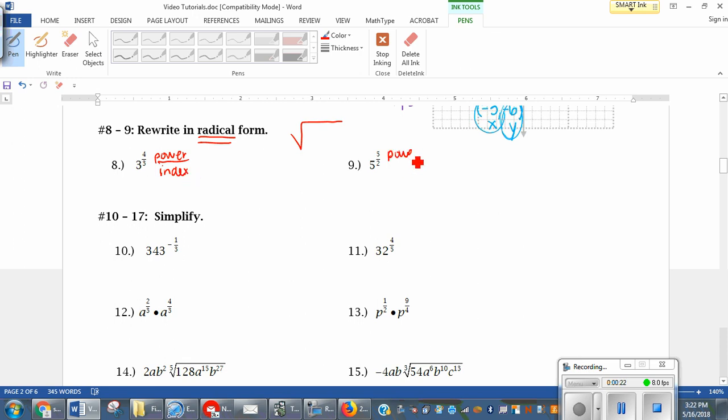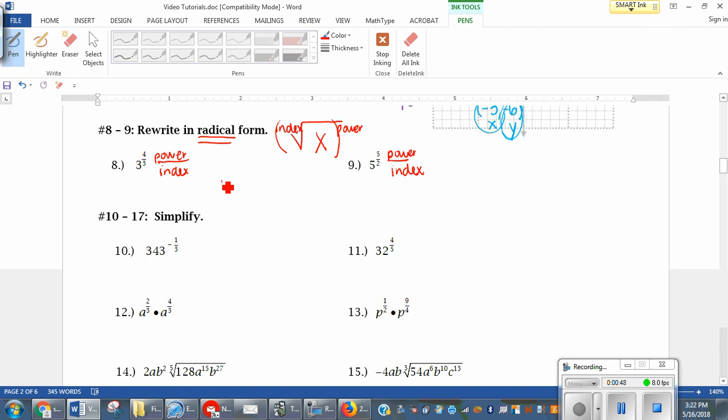Power over index. Now on a radical, this is called the index, the number that's on the outside of the radical. It's a small number, but it's on the outside. And then of course your power means the same thing as the exponent. So the power will still stay here, and we could actually put it in parentheses where you're writing that on the outside. But again, the index is in the little upper left corner of the radical.